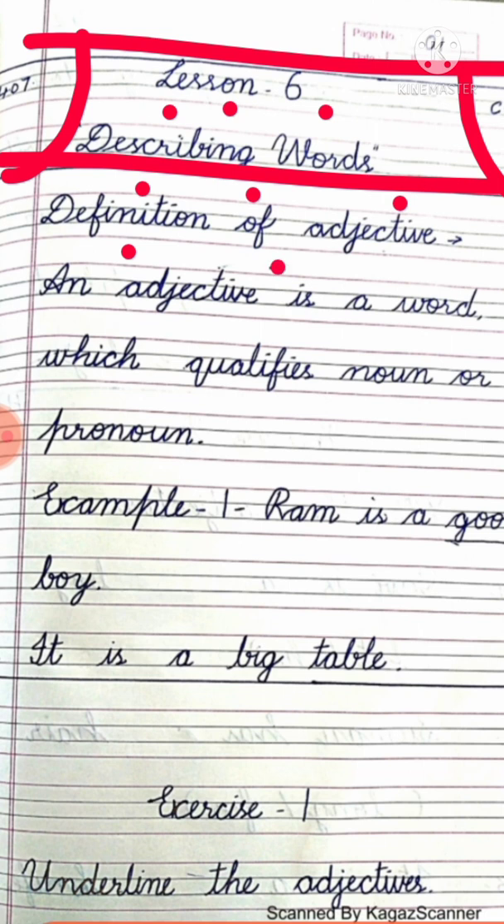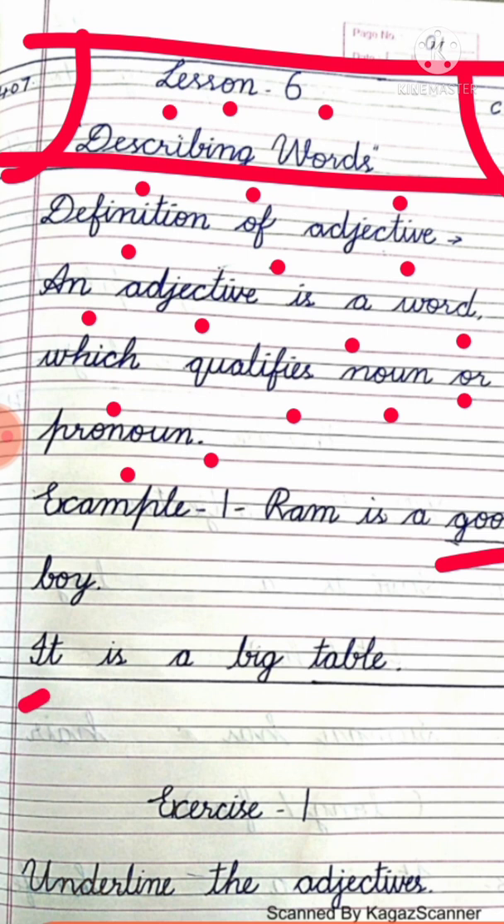So the definition of adjective: an adjective is a word which qualifies a noun or pronoun. Again I repeat the definition: an adjective is a word which qualifies a noun or pronoun. Example, you can see there are two examples. First is, Ram is a good boy. So what type of boy is Ram? Yes, it is good. So good is here the describing word.